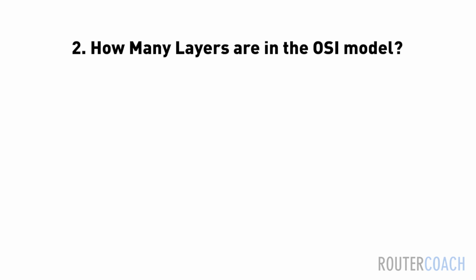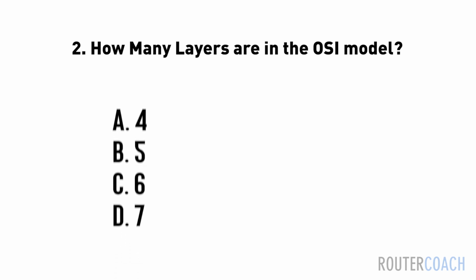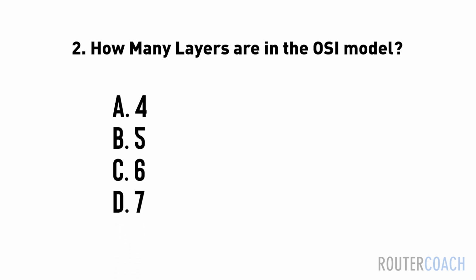2. How many layers are in the OSI model? A. 4, B. 5, C. 6, D. 7. The answer is D.